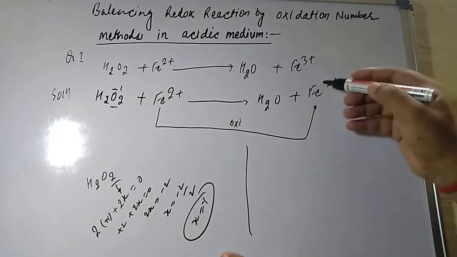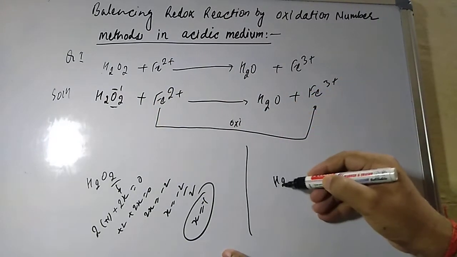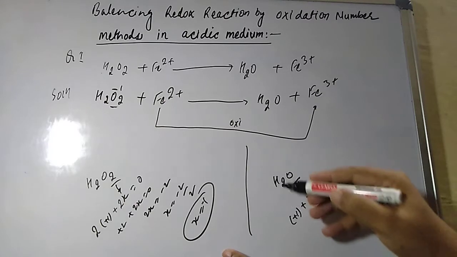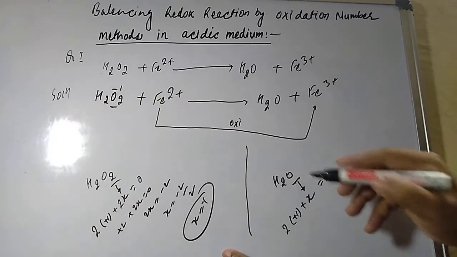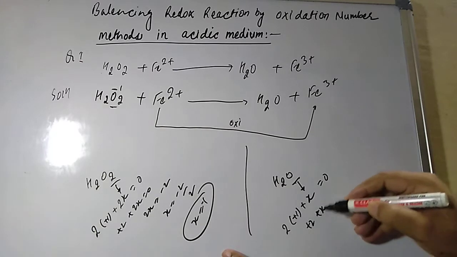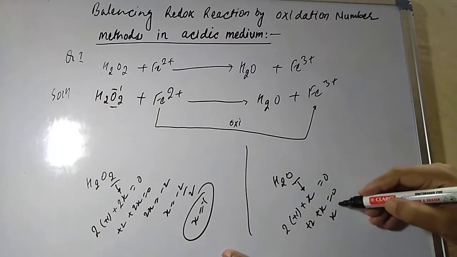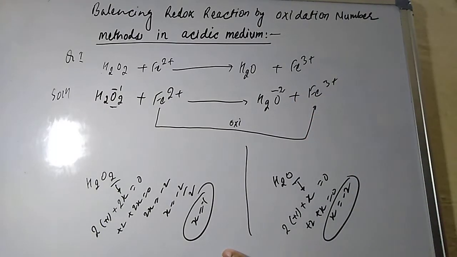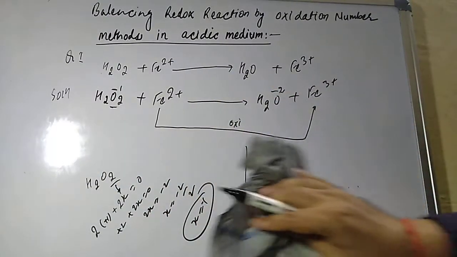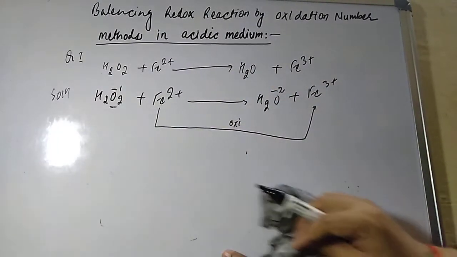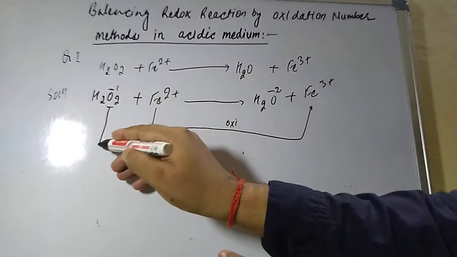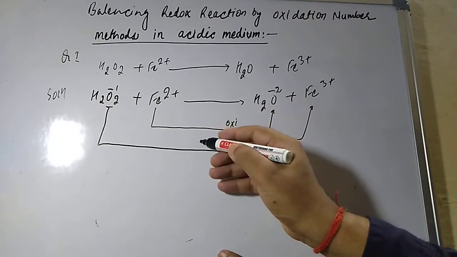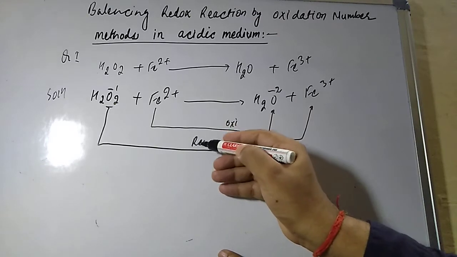Now for H2O, let the oxidation number of oxygen be X. Hydrogen is plus 1, multiplied by 2, and the total is 0 because there is no charge. So plus 2 plus X is equal to 0, so X is equal to minus 2. In this equation, we got the oxidation of iron already without calculation. For oxygen, minus 1 is converting to minus 2. That is a decrease, and a decrease in oxidation number is known as reduction.